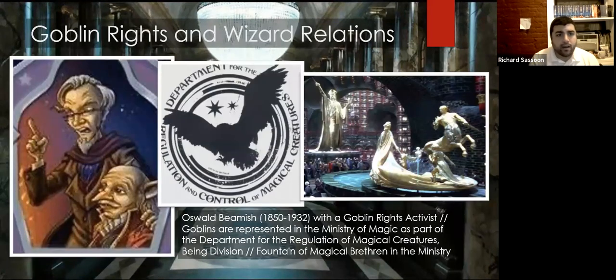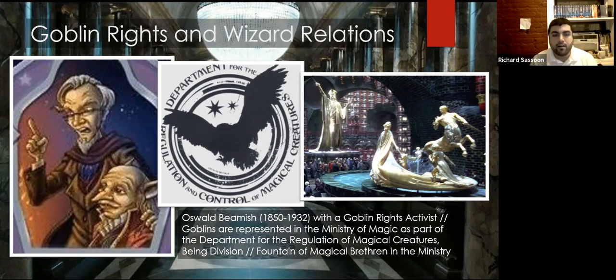We also see that there's a description of goblin rights and wizard relations. Probably the most famous person involved here is Oswald Beamish. In the late 19th century, early 20th century, he was a wizard advocate for goblin rights and consulted with numerous goblin rights organizations. It was under his guidance that the Ministry of Magic established its Goblin Liaison Office. It had existed before, but it was more properly organized under his tutelage.